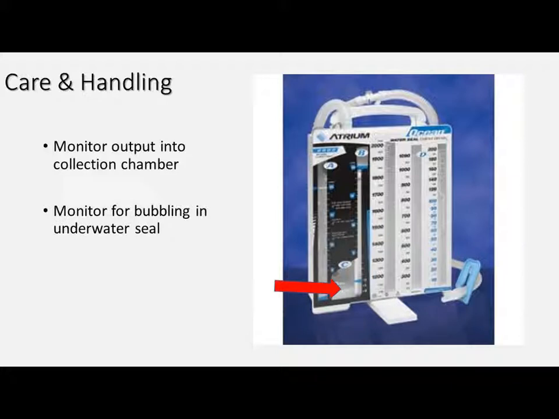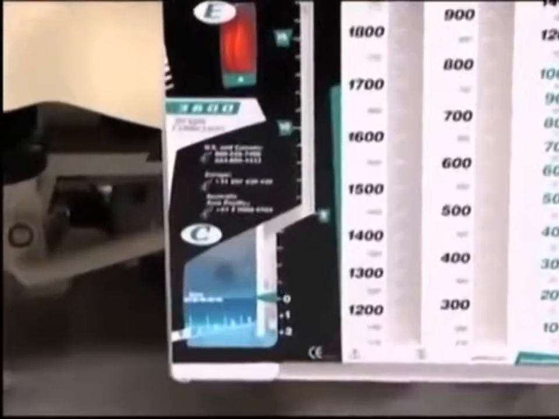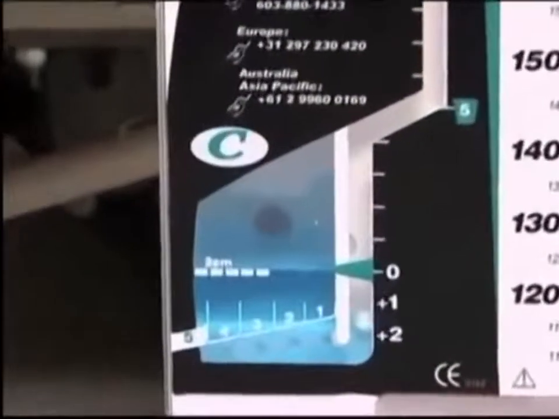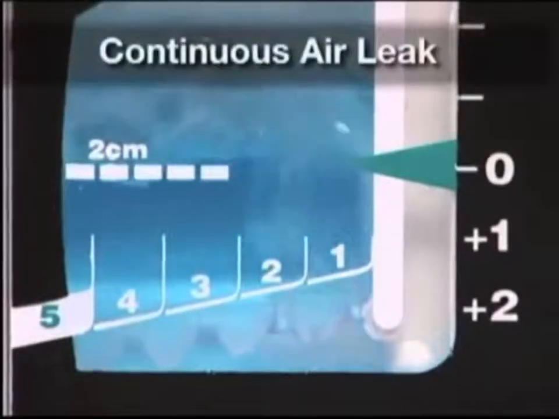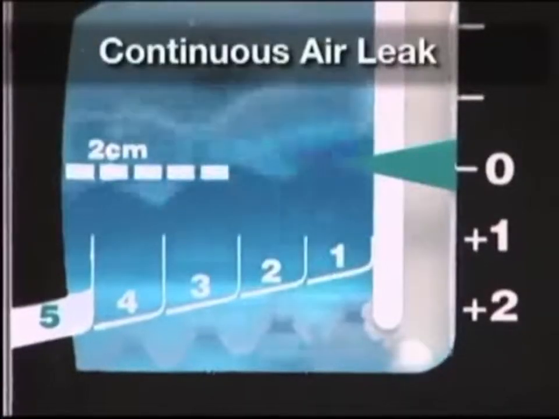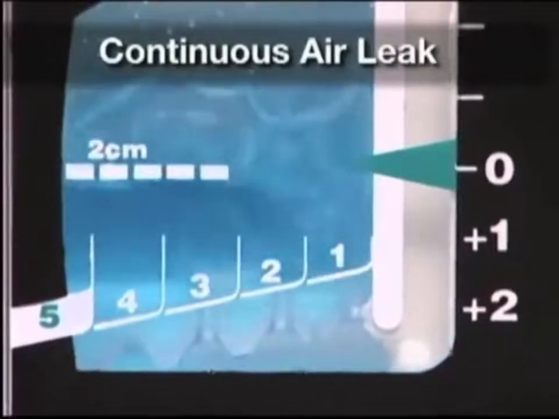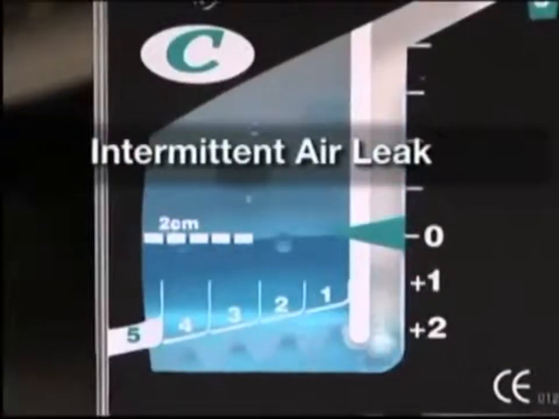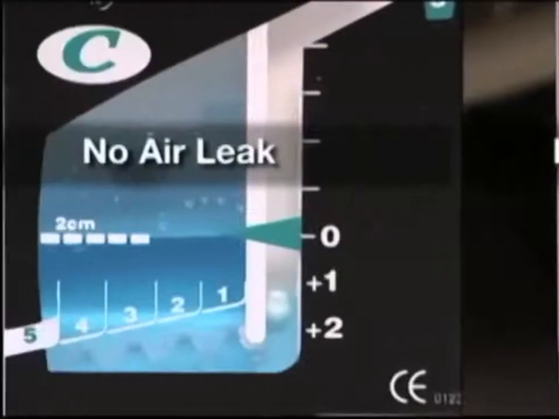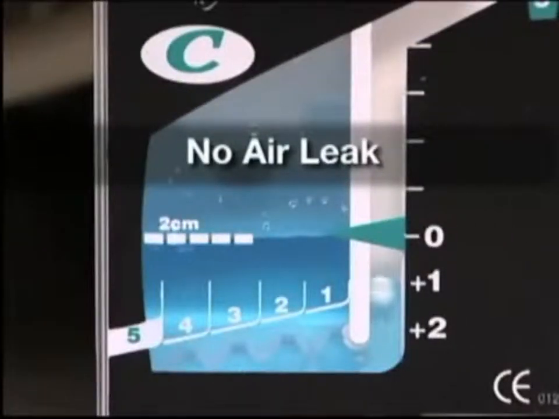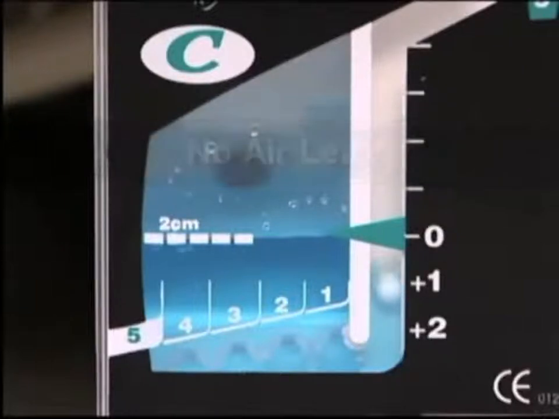While we're monitoring the collection bottle for blood, we also need to monitor the underwater seal bottle for air. This will present as bubbling. If we are expecting that there will be some drainage of air from the pleural cavity, we will see some bubbling during our transport. However, if we have a sudden increase of rapid bubbling, we may have developed an air leak in the system at some point between the patient and the bottle, and we'd need to work through and find out where that exactly is.